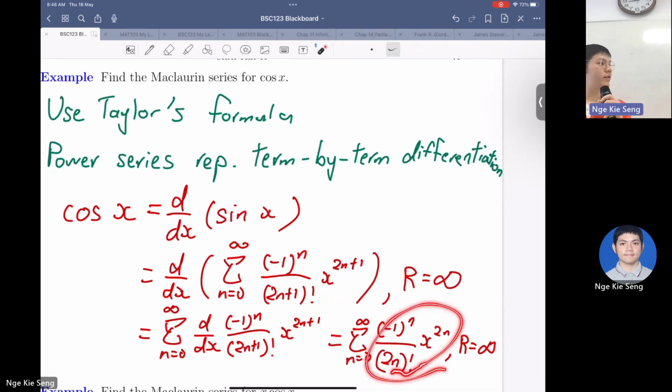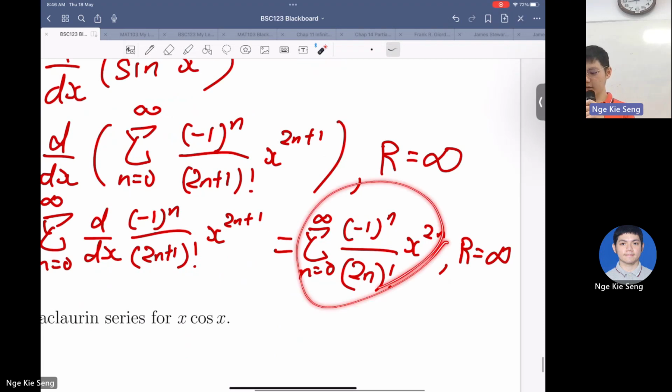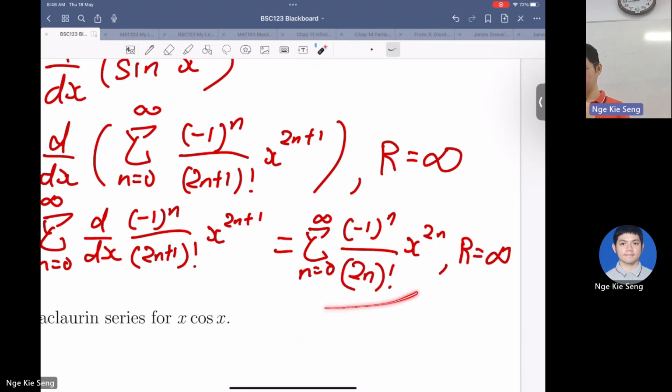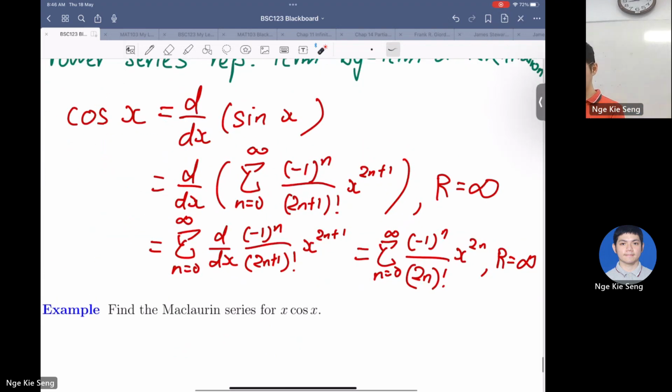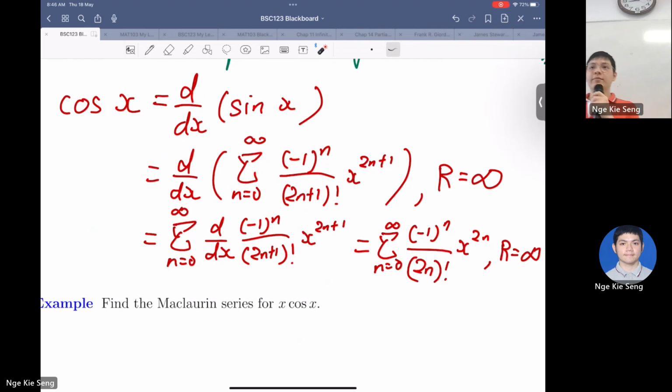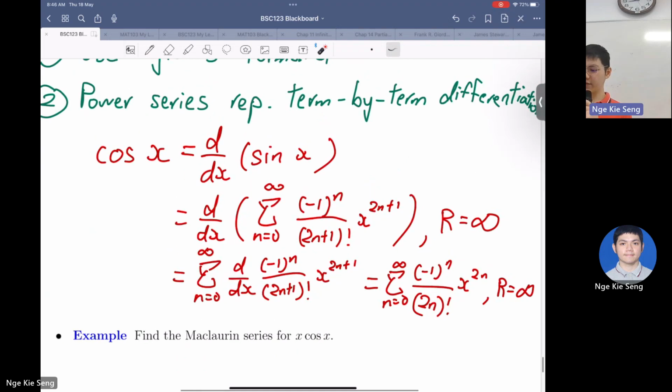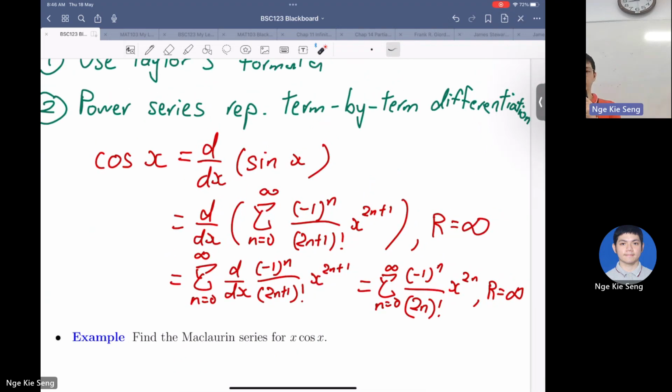What you can see here is that you are left with even terms, as I said earlier. Cos is an even function, so you are left with even powers. Sine is an odd function. Make sense? If you can use this term by term differentiation, sometimes you will make your life easier. If the question requests you to use Taylor's formula, then you should use Taylor's formula.